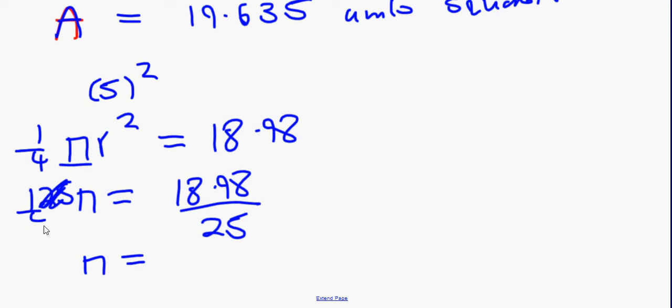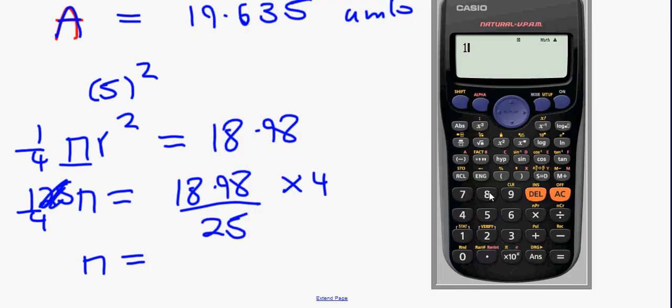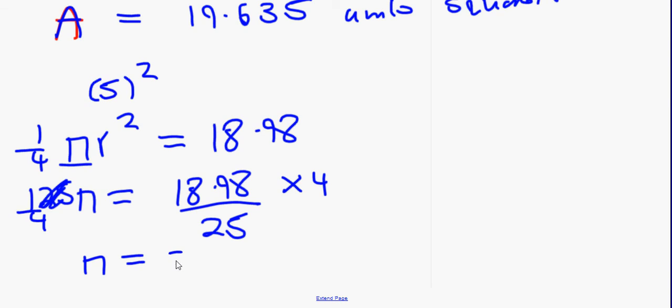So a quarter pi equals 18.98 divided by 25, and now we've got to multiply that answer by 4 to get the answer for pi. So we're going to get 18.98 divided by 25, multiply by 4, and what we get here is 3.037. So pi for this one is 3.037. It's way off the 3.14 that we're looking for.